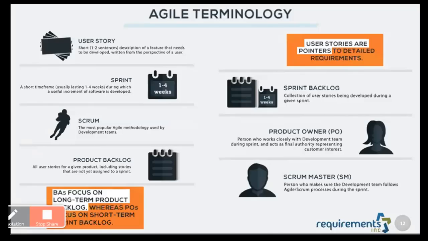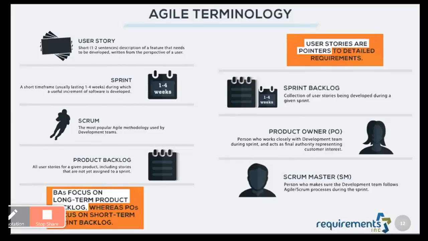Product owner and business analyst. It says product owner, person who works closely with development team during sprint and acts as final authority representing customer interest. Doesn't that qualify as BA as well? Interesting question. It does in a certain way, in the sense that you're the primary one liaising with the product owner, getting their feedback, but the decision lies with whoever is the product owner, whether to have something in the product or not, or what the priority is.